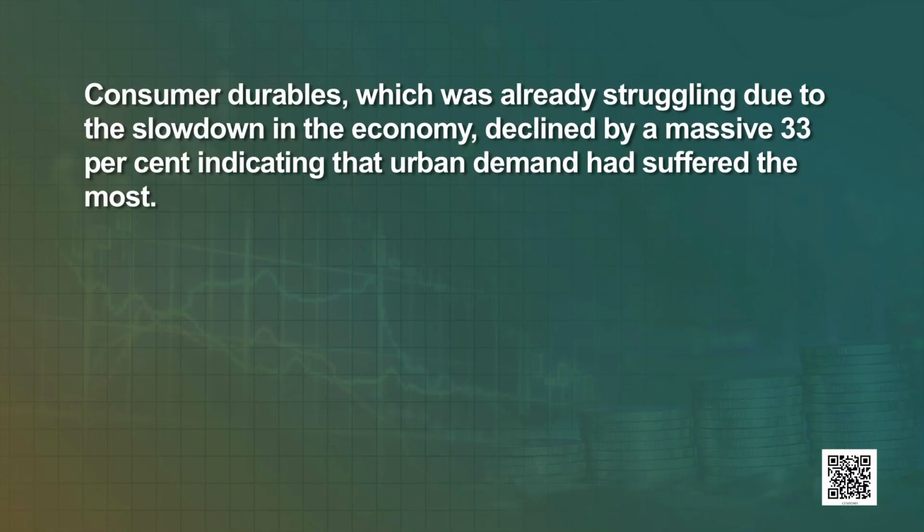Learners, you can see in the slide India's business hit by COVID-19, March 2020, contraction in output in percentage, that India's industrial activity as represented by the Index of Industrial Production, IIP, contracted by a record 16.7% in March 2020, just when the country had entered a strict lockdown. Consumer durables, which were already struggling due to the slowdown in the economy, declined by a massive 33%, indicating that urban demand had suffered the most. Private consumption has been the hardest hit. Capital goods growth, a marker of investment in the economy, contracted the most, falling by 35%.